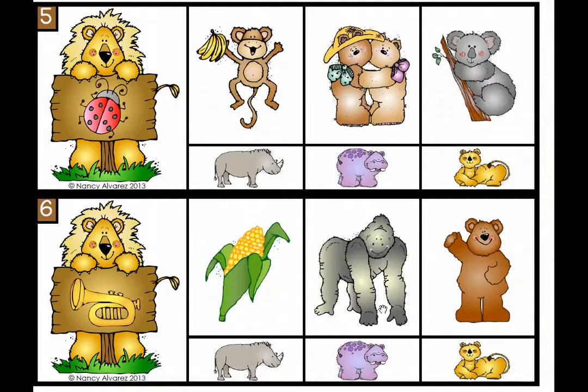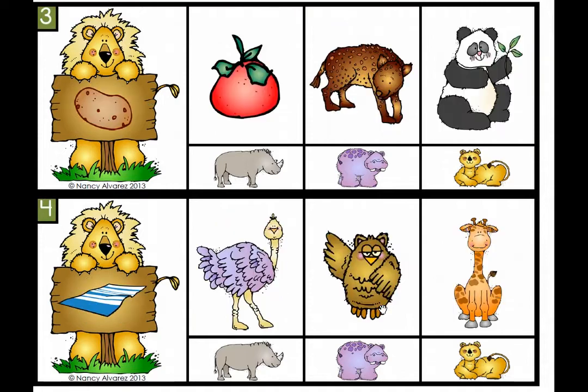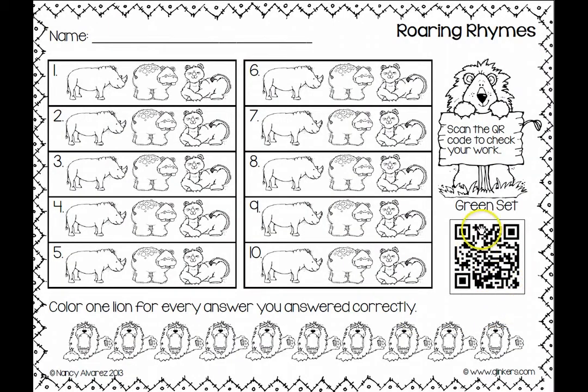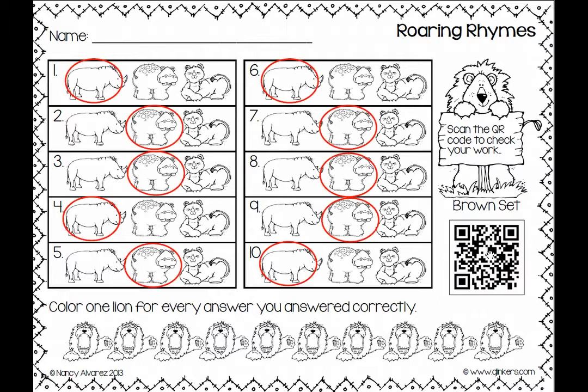And let me take you to the answer recording sheets so you can see what they look like. They look like this. And then I specify here, this is for the green set, and this was for the brown set. And when they're done answering all 10, they scan the QR code and it will take them to a page that looks like this, and then they can color in a line for every answer they got correct.